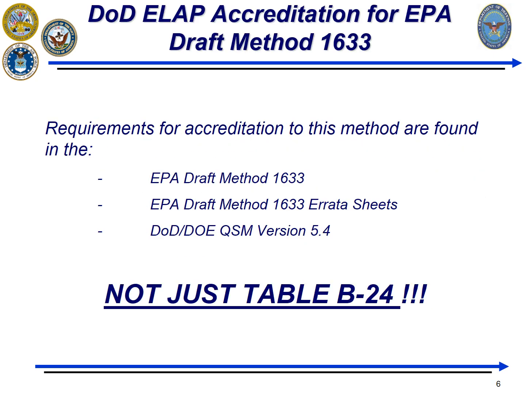So let's recap where you can find the requirements for DoD ELAP accreditation for EPA Draft Method 1633. The requirements for accreditation for this method are found in the method itself, EPA Draft Method 1633, and any errata sheets that the EPA publishes for this method, as well as the DoD DOE QSM 5.4 in its entirety, not just in the Table B-24.